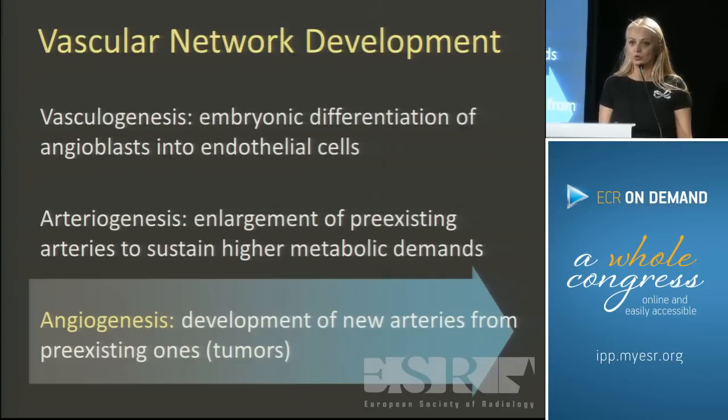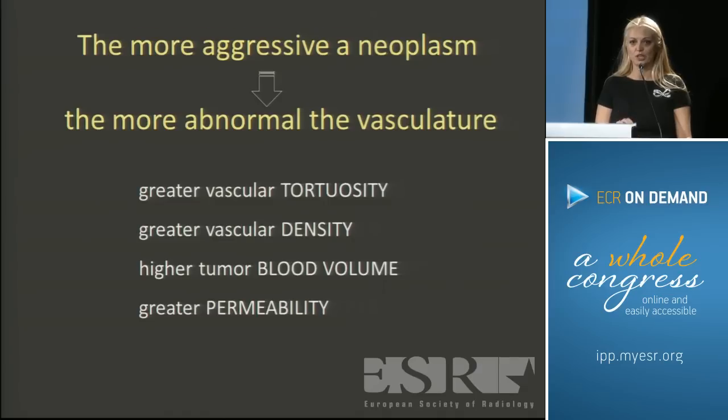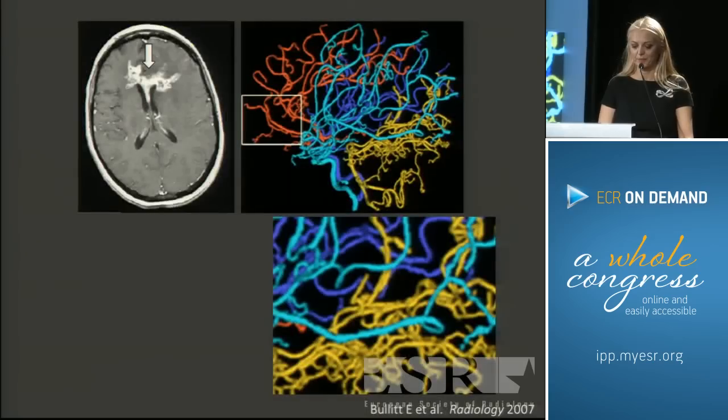These are new tumor arteries. They are definitely different from the normal ones. As a general rule, the more aggressive a neoplasm, the more abnormal the vasculature. So these vessels are very tortuous. We have more vessels, we have a higher tumor blood volume, and greater permeability. And that is what we will see on perfusion.